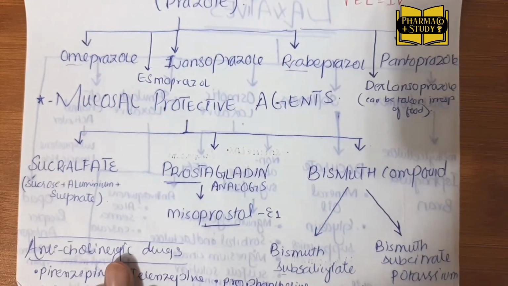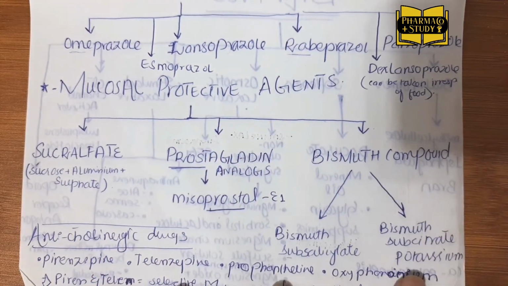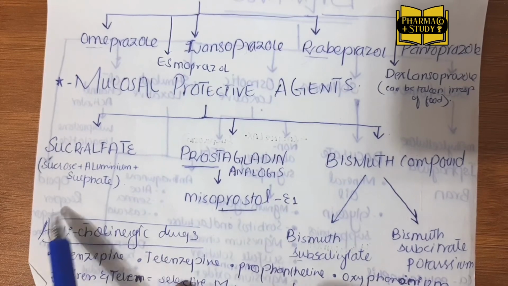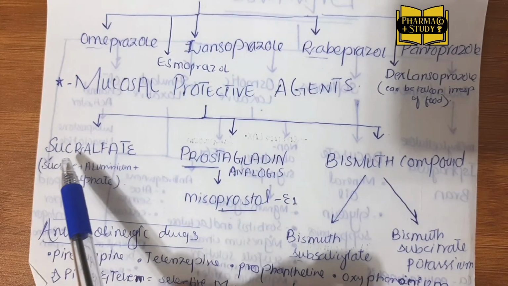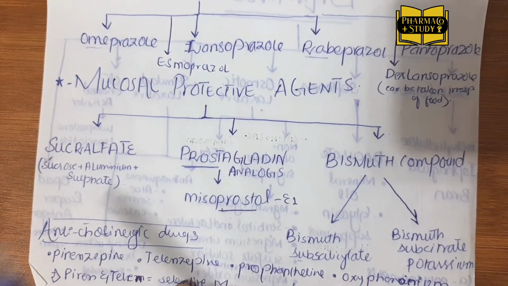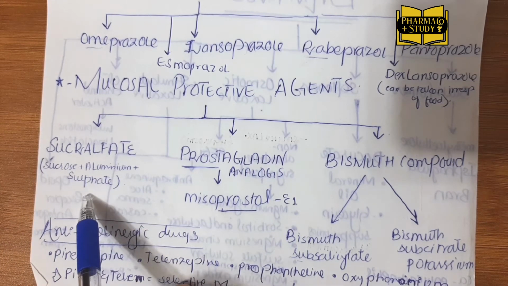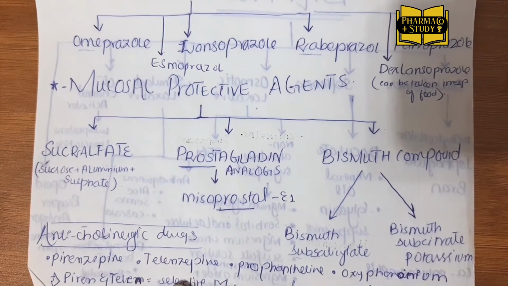Now comes the mucosal protective agents. The drug that comes under this class is sucralfate. Sucralfate is a combination of 3 components: sucrose, aluminium, and sulfate. So this is a combination of 3 components, sucralfate.